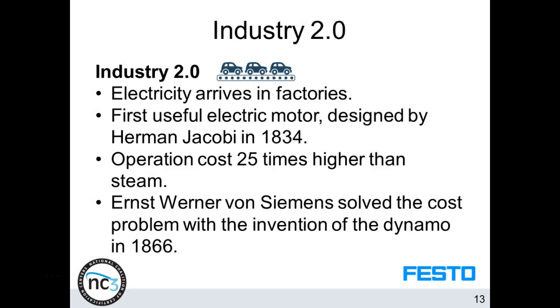Industry 2.0. What arrived for Industry 2.0? Electricity. And that's an interesting story in itself. So we had two big companies. We had Edison and then Westinghouse, two people trying to develop electricity. Anybody know the two types they were trying to develop? AC and DC, right? And Edison was shooting for DC, and Westinghouse was shooting for what? AC.